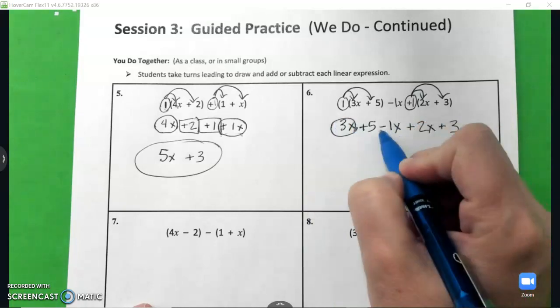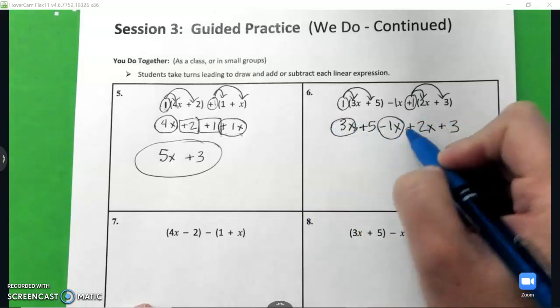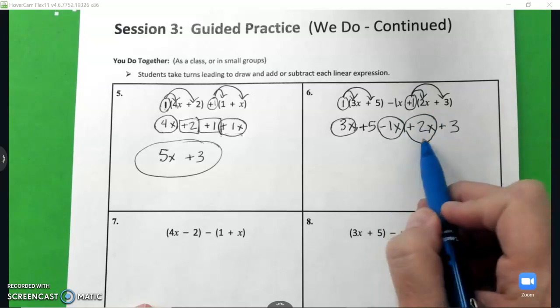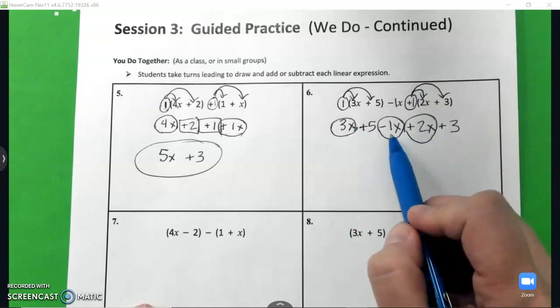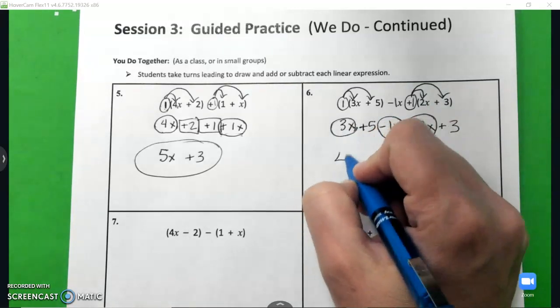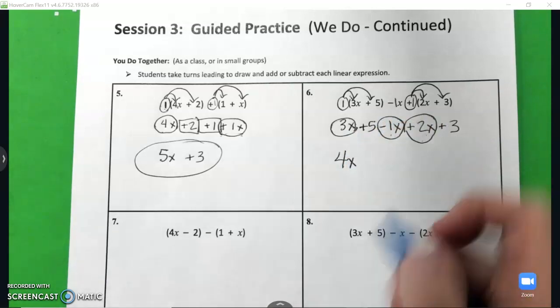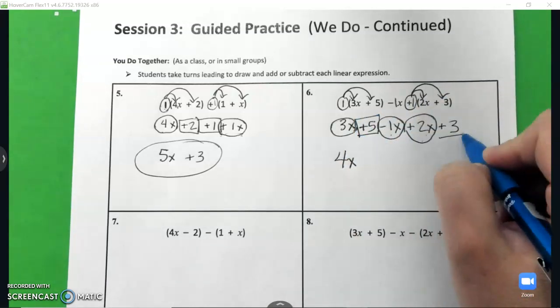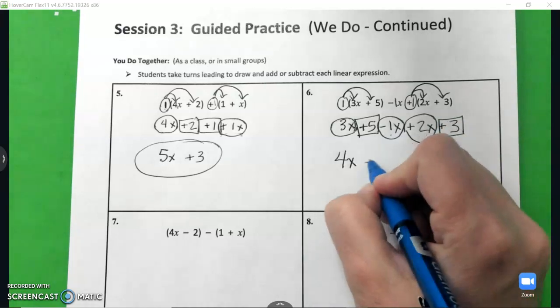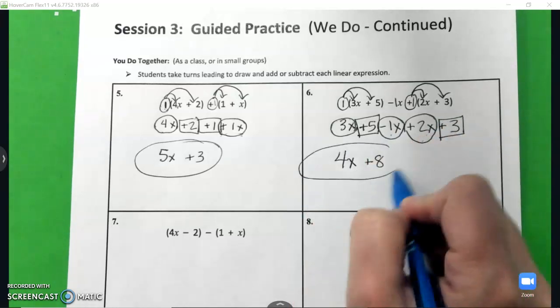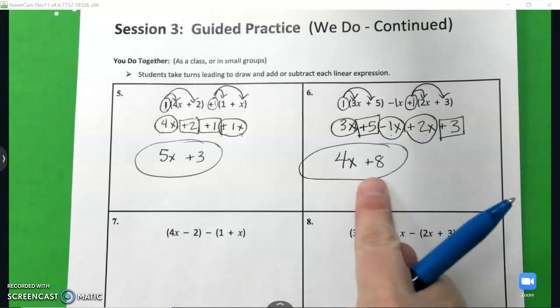Let's see, 3x minus 1x would be 2x, plus another 2x. 3x minus 1x plus 2x, that's going to be 4x. And then we have positive 5 plus 3 is going to be positive 8. So our simplified version is 4x plus 8.